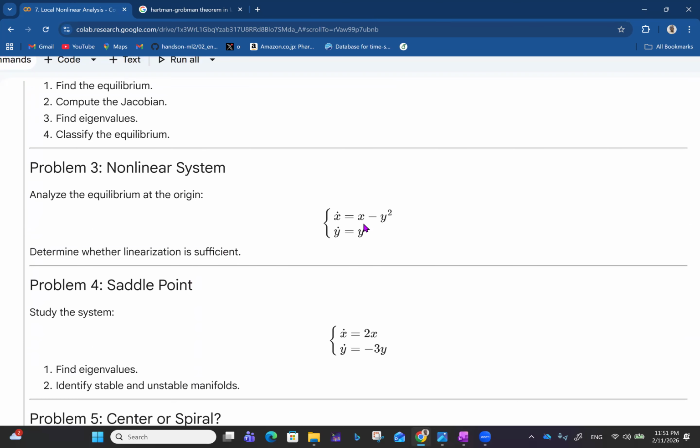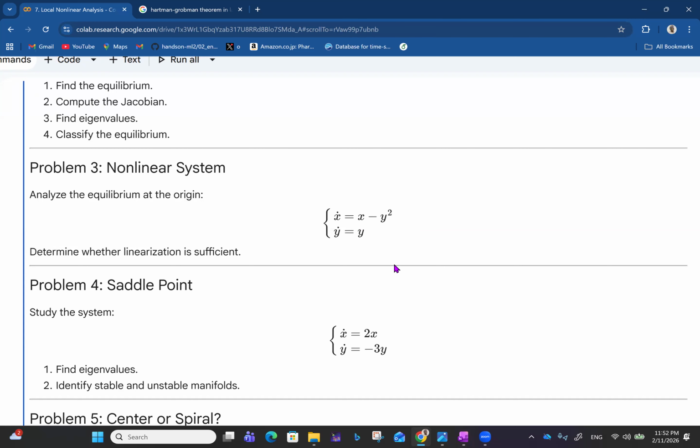And I can see already, to find the equilibrium here, if you equate, x minus y squared is 0, y is 0. So this y is 0 already tells us that we have one non-hyperbolic equilibrium point, which is 0. And if you put the 0 here, you also get x to be 0. So the linearization is not sufficient, so you may need to use something more than linearization in that situation.